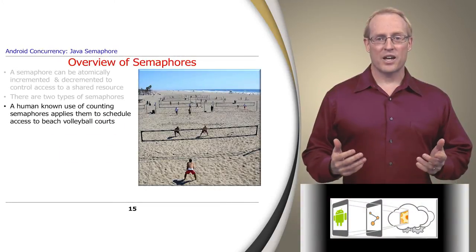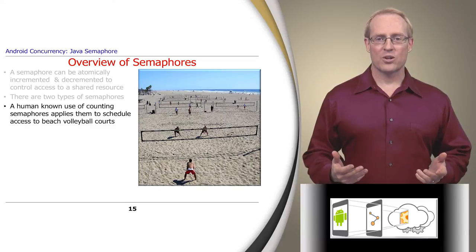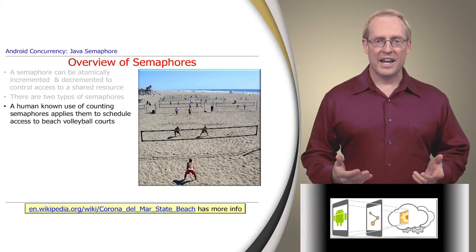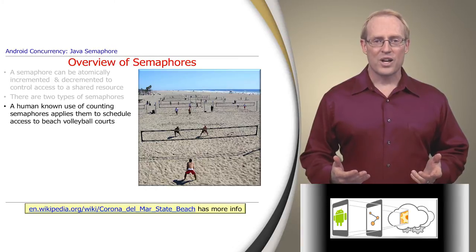We'll now examine a human-known use of semaphores that I learned when I was a graduate student at the University of California, Irvine. Irvine is located close to the beach, so we played lots of beach volleyball on the weekends. For example, the Corona Del Mar beach described at this link had a half dozen or so volleyball courts. On a nice day, however, there were always more teams that wanted to play volleyball than there were courts available, so courts were a limited resource.